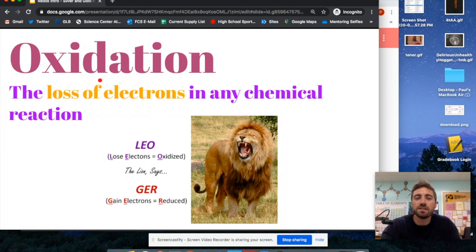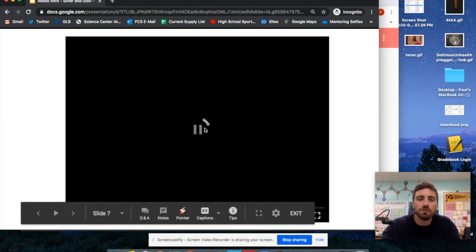So we're going to see that these redox reactions are driven by one element that loses its electrons and the other element is going to receive these. So a fun way to remember that, here she comes.